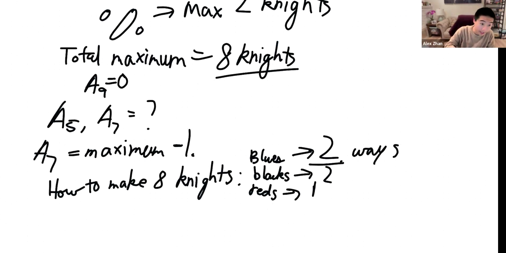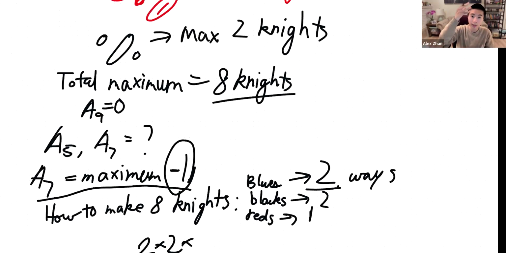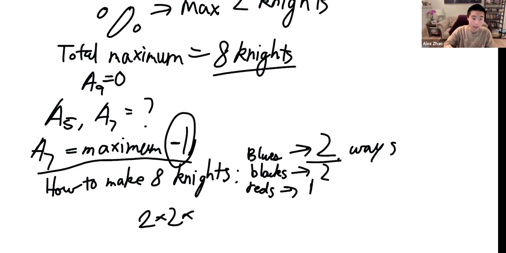But then, remember, A7 is the maximum minus 1. So we need to find some way to remove 1 single knight. How many ways are there to remove 1 knight from 8 knights? Well, that's just 8 ways, because you could have chosen any of those 8 knights to remove. So A7 is 2 times 2 times 8, which is 32. A9 is 0, okay.